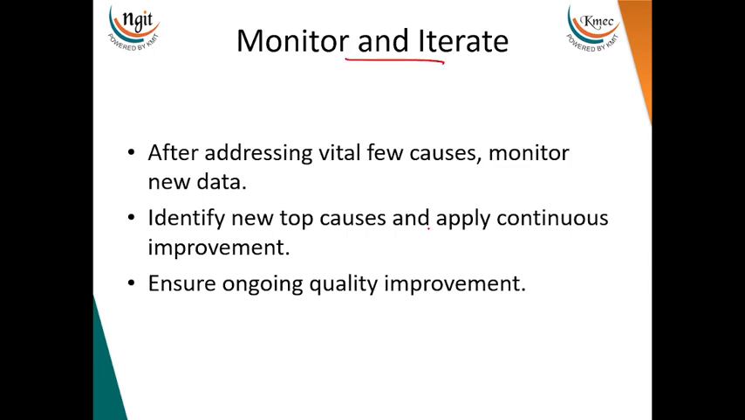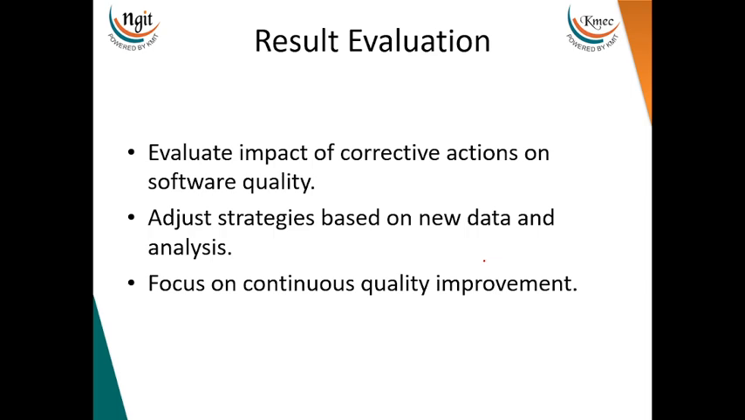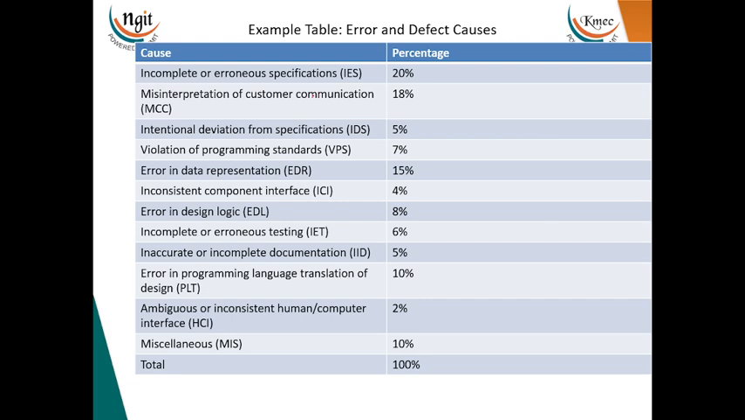Monitor and iterate. After addressing the vital few causes, monitor new data. Identify new top causes and apply continuous improvement like a loop. If this is gone, what is the next one we have to do? Ensure ongoing quality improvement. Result of evaluation: evaluate the impact of corrective action on software quality. Adjust strategies based on new data and analyze. Focus on continuous quality improvement.